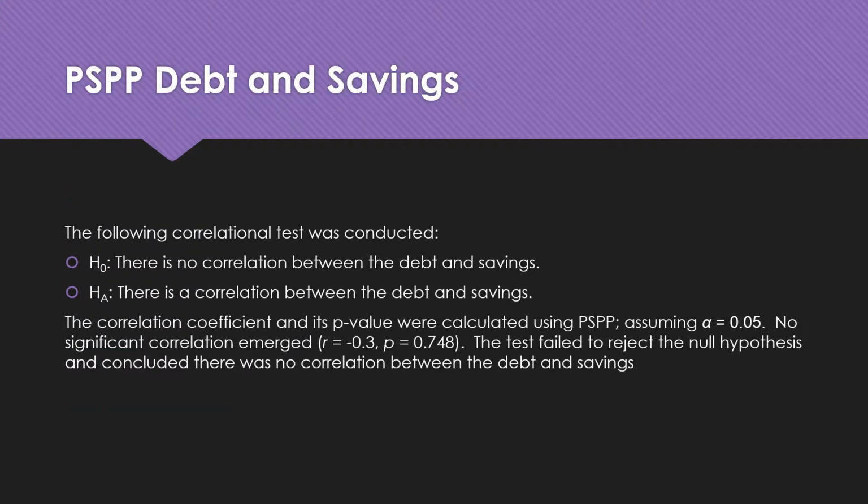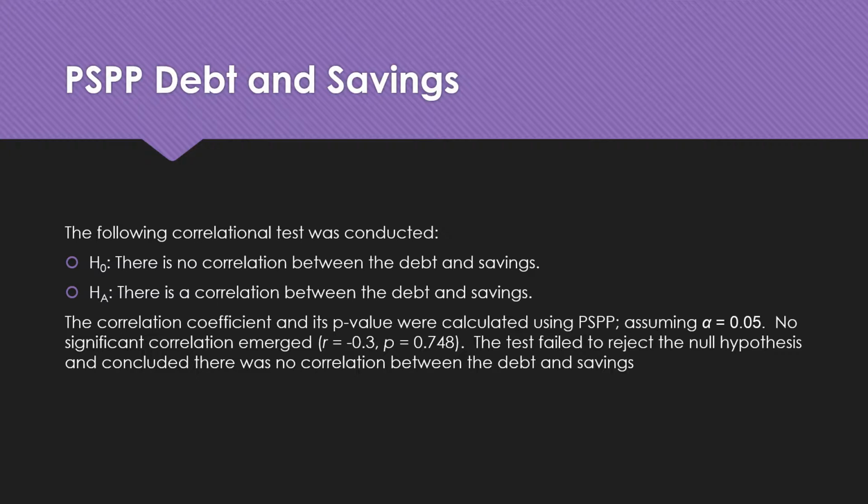PSPP debt and savings. The following correlational test was conducted. The null hypothesis says that there's no correlation between debt and savings, whilst the alternative hypothesis says that there is a correlation between debt and savings. Our rejection rule says that if the p-value is less than alpha, which is assumed here to be 0.05, then the null hypothesis will be rejected.